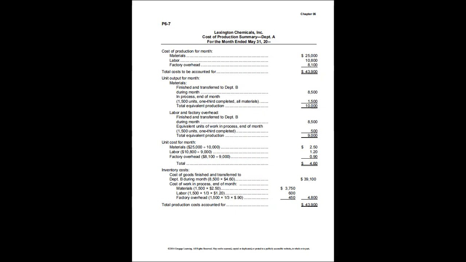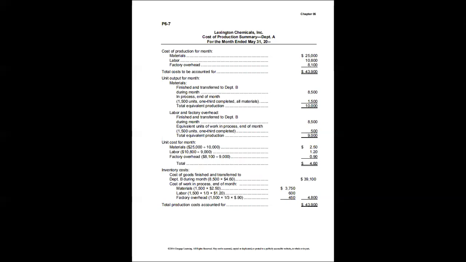The total units to be accounted for in Department A is 10,000 units and accounted for into 8,500 and 1,500 ending inventory, one-third completed. So finished and transferred to Department B, 8,500 units. Then in process at the end of the month, 1,500 units. So all materials, because as stated, in both departments, all of the materials are put into process at the beginning of the month. So we have now all materials.